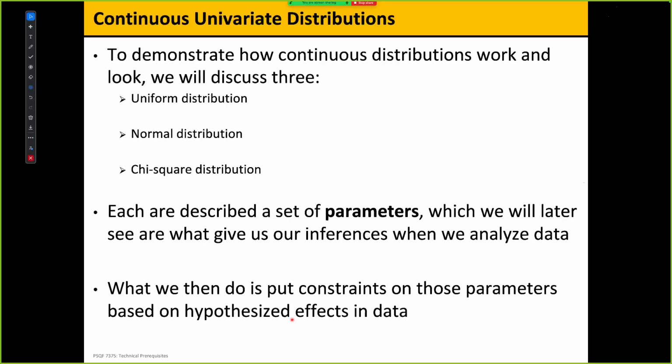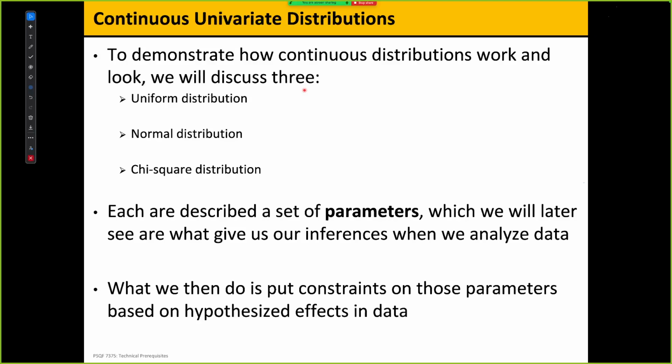I'll talk about three: a uniform distribution, normal distribution, the chi-square distribution. This is just to describe to you what distributions do and how they work, and to get the sense that even though these are three different distributions, each of them has a PDF. Each of those PDFs gives you a relative likelihood, but each of those PDFs also depends on the set of parameters themselves. That's what we end up using.